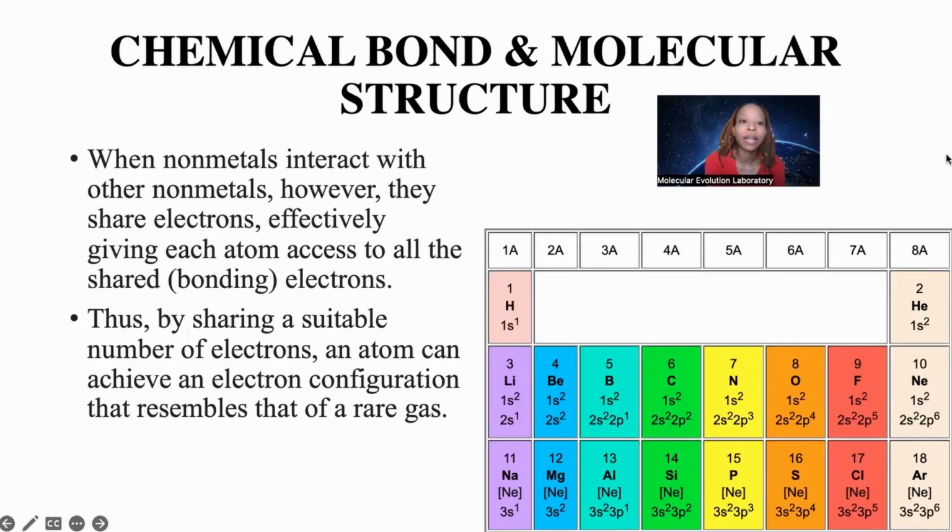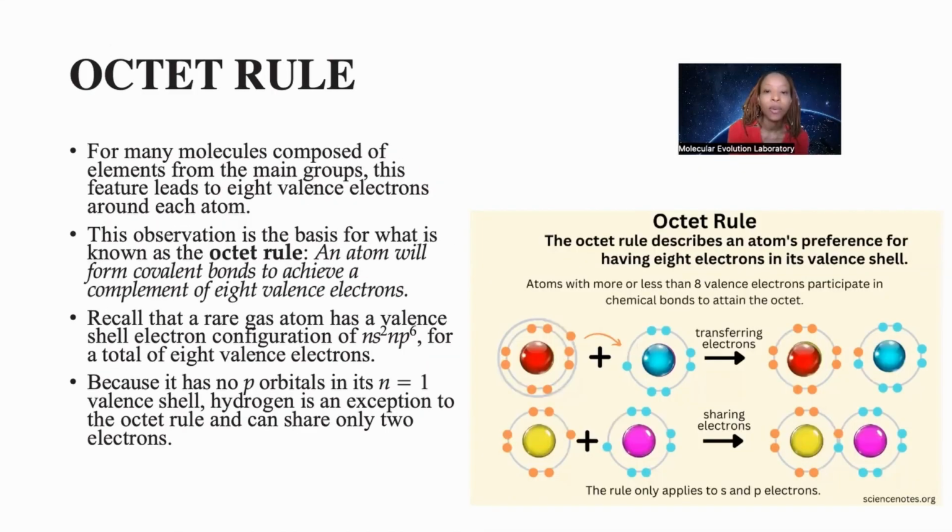When nonmetals interact with other nonmetals, however, they share electrons, effectively giving each atom access to all the shared bonding electrons. Thus, by sharing a suitable number of electrons, an atom can achieve an electron configuration that resembles that of the noble gases. For many molecules composed of elements from the main group, this feature leads to 8 valence electrons around each atom. This observation is the basis of what is known as the octet rule.